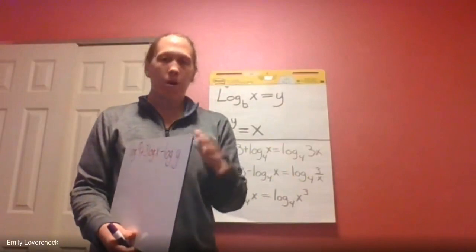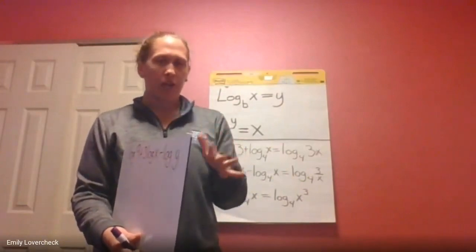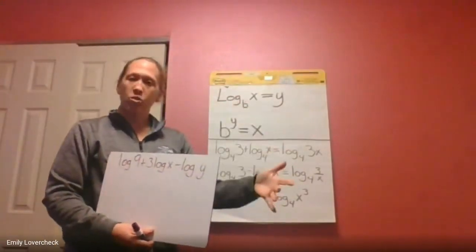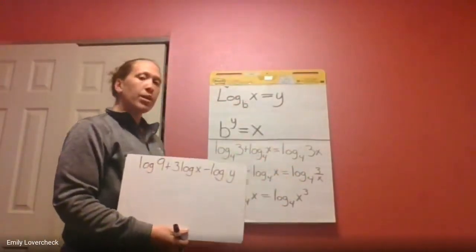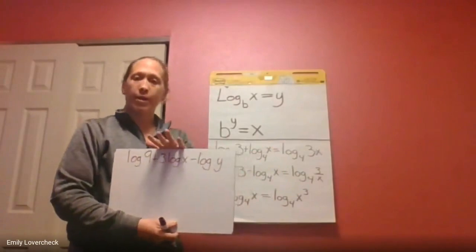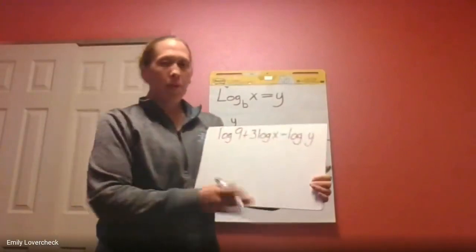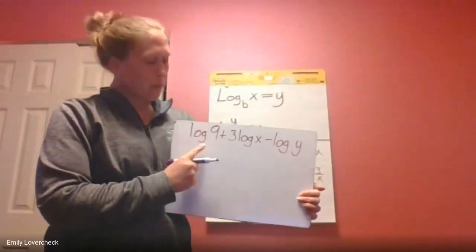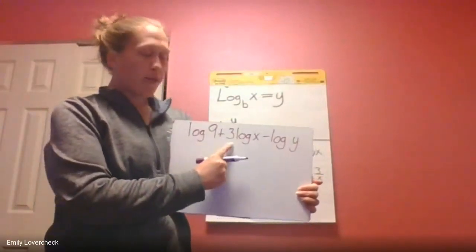So we're looking at this problem here. It's log. Remember, there's no base here, so it's base 10. So log of 9 plus 3 times log of x minus log of y. I want to condense that. I want to do my addition, then my subtraction. So addition means multiplication, and then I have multiplication here.